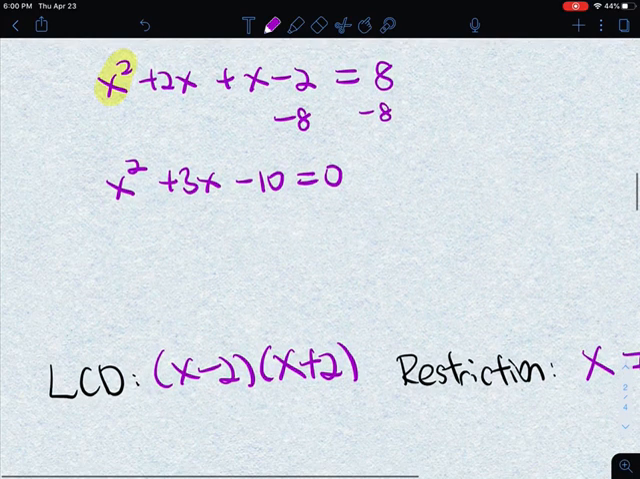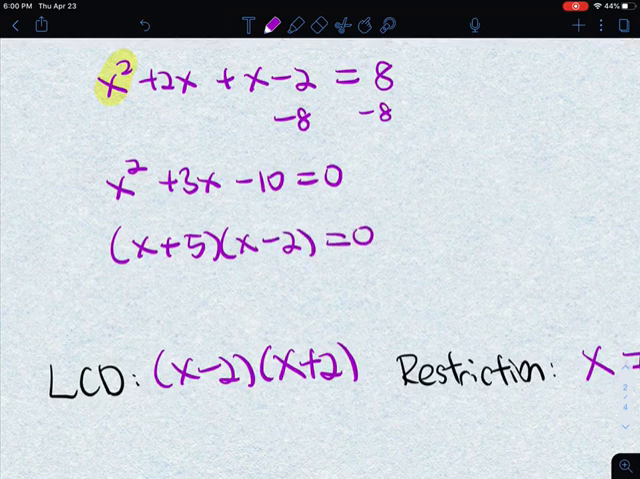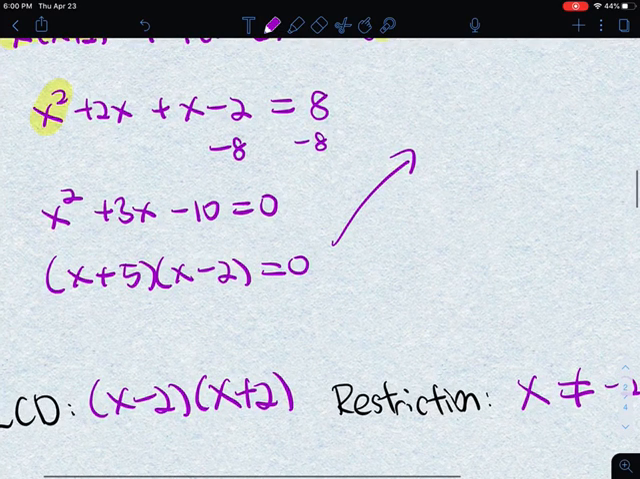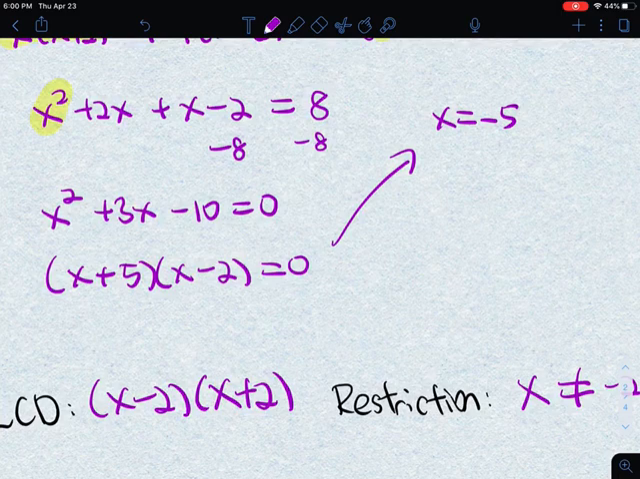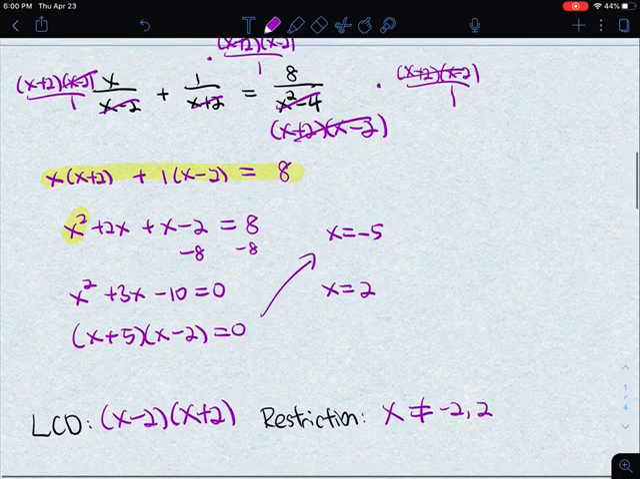And in fact, once again, factoring, as we mentioned, is probably the most important thing that we do all year. So hopefully we're pretty good with that at this point of the year. I should get x plus 5, x minus 2. And then using the zero product property, I get x equals negative 5 or x equals 2. But that's step 4, right? Step 4 is to solve for x.